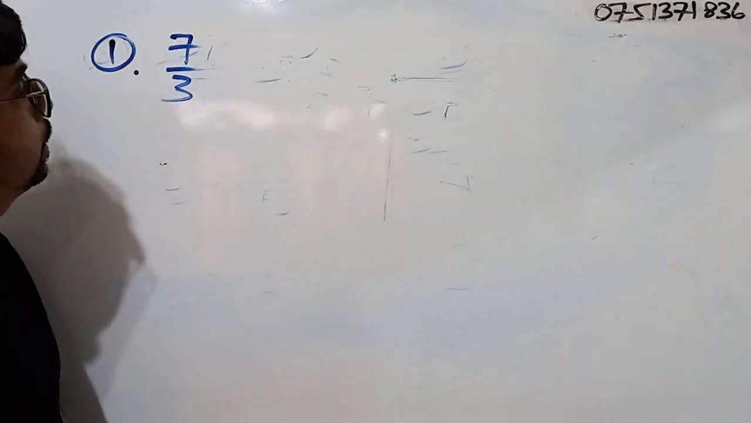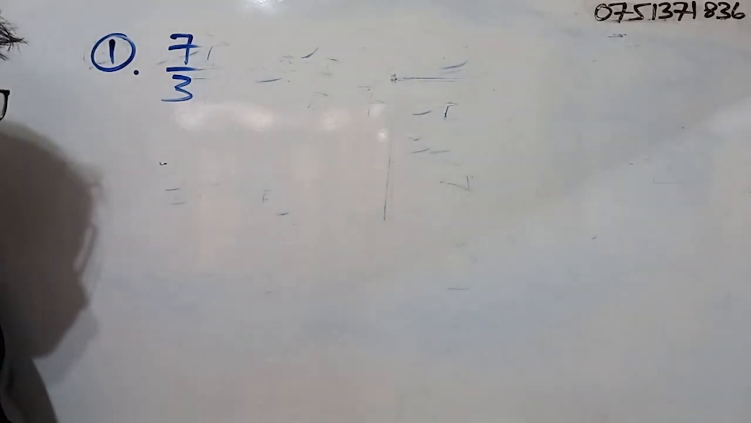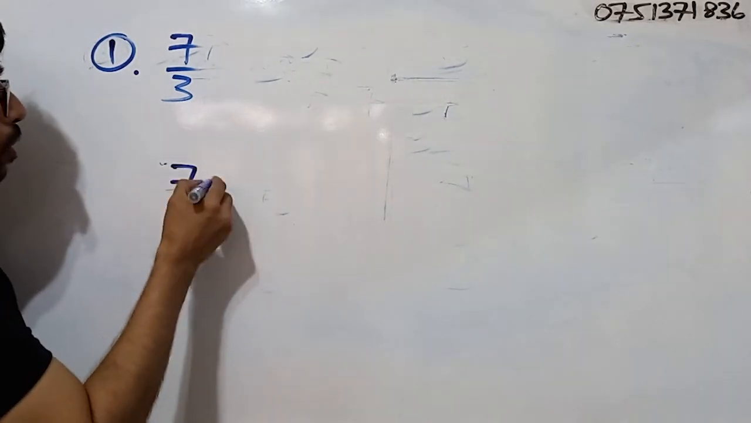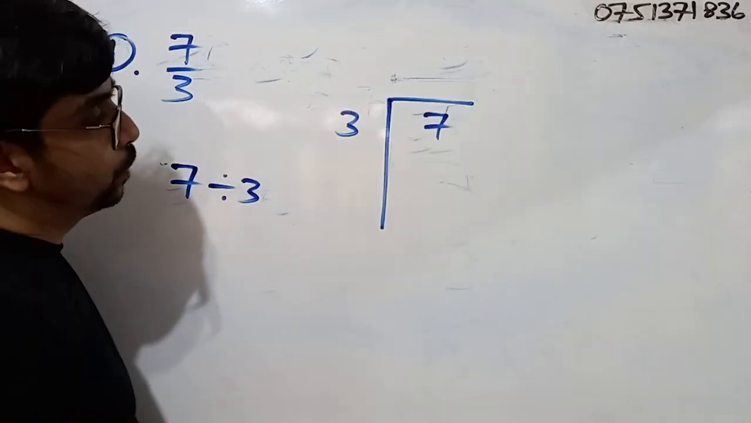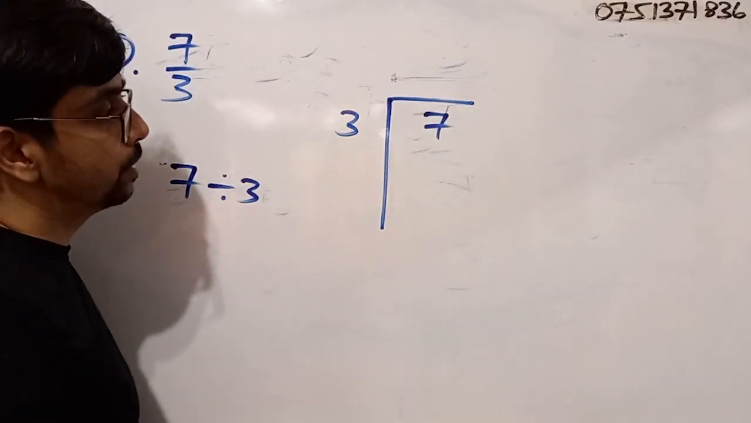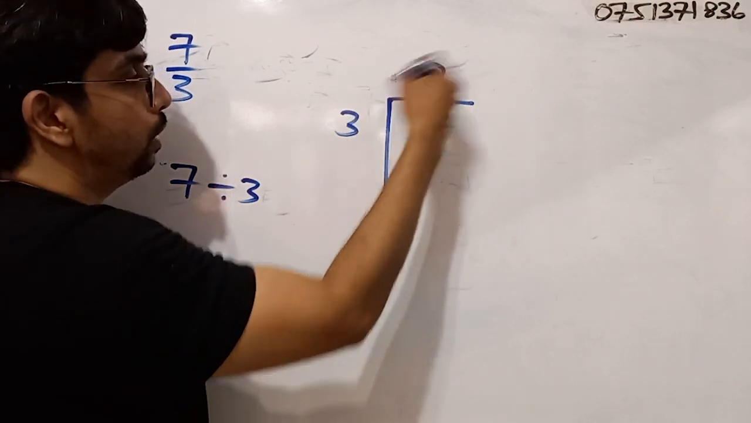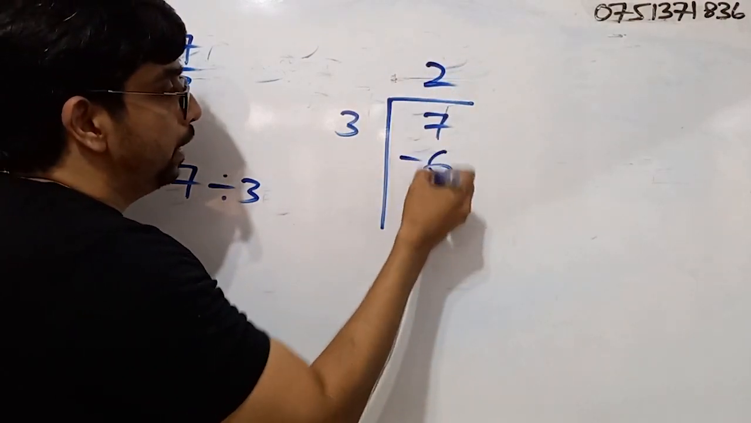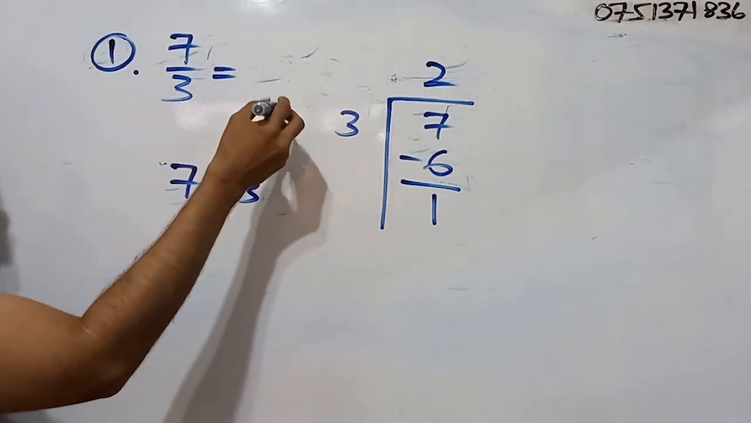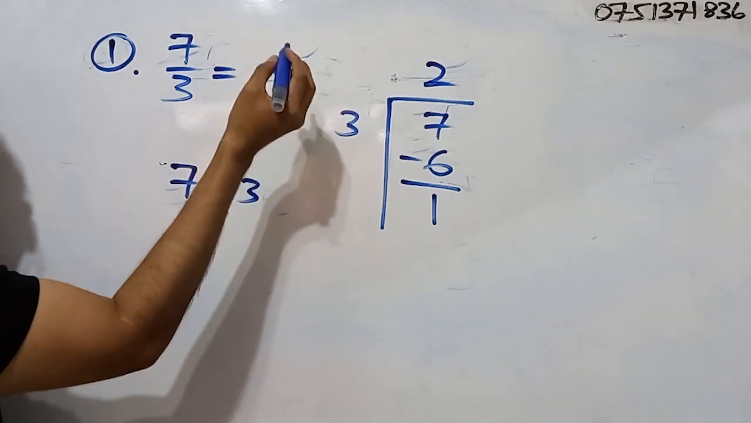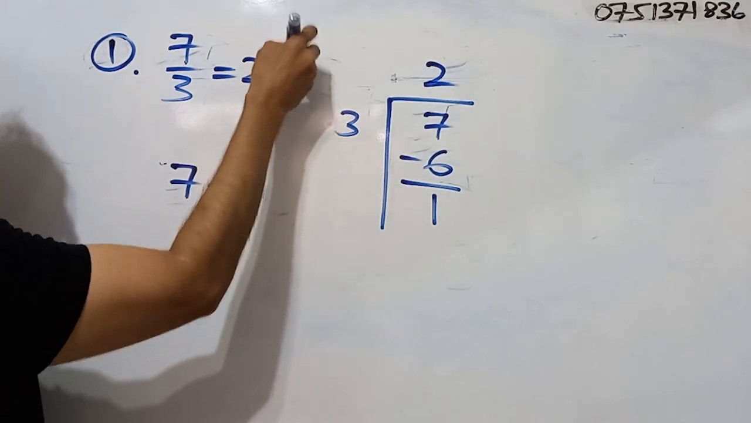Right. So this is the first improper fraction. We have 7 by 3. That means we have to divide 7 by 3. So as usual, we have to use the long form of division. How many 3s are there for 7? We can go up to 2. 3 into 2, that is 6. Then 7 minus 6, what do we get? A 1. That means here the whole number part will be what? 2. The denominator will be 3 and the numerator will be 1.